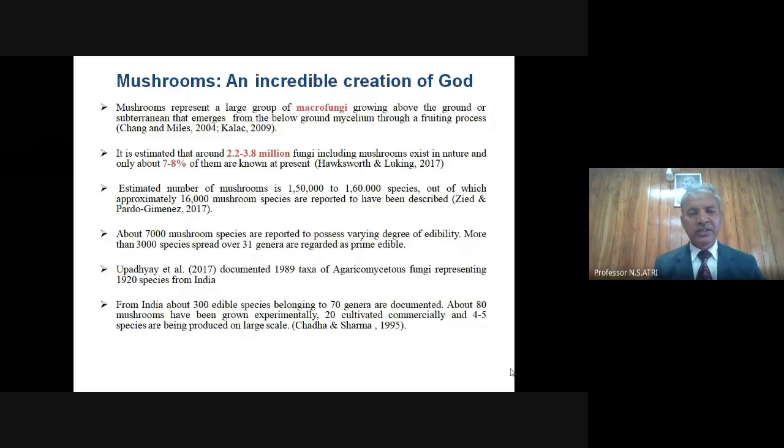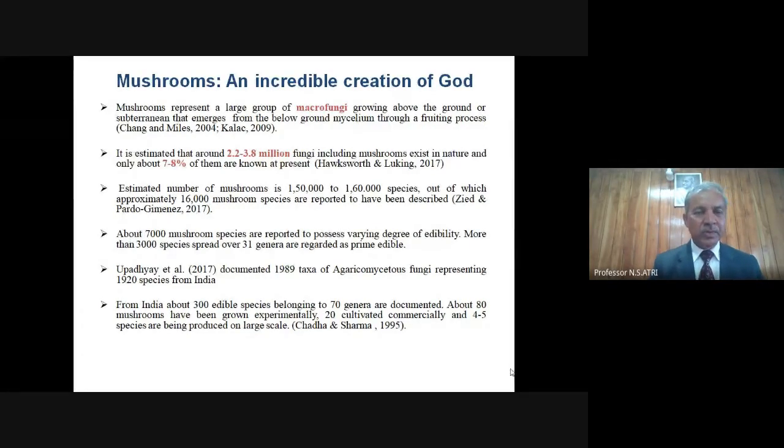Mushrooms itself is a huge, fascinating subject and has been referred to as an incredible creation of God by none other than S.T. Chang. As you are already aware, they are macro fungi and they represent both above ground and subterranean members of mushrooms. Above ground largely the lamellate fungi, and the subterranean ones, like you have tubers, you have Rhizopogon, etc. All these start fruiting during monsoon season when the conditions in the soil are favorable, temperature, moisture and pH, etc., and you find these coming up and proliferating in the ecosystem.